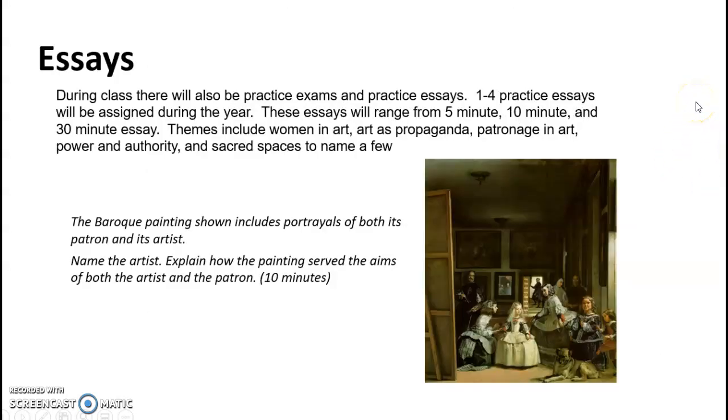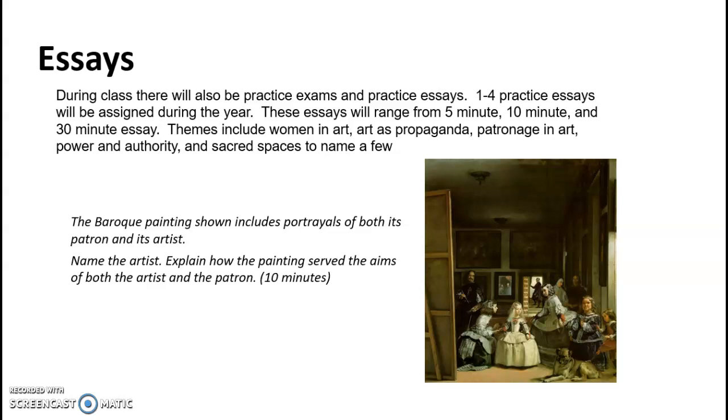Now, the next thing is essays. You will have some essays because the fact of the matter is the AP exam has 2 hours devoted to writing essays, and 1 hour devoted to a multiple choice exam. My suggestion is you really need to know your content as far as the essay goes, and then how to answer the question, which is what we'll be working on throughout the year. They range from 5, 10, and 30-minute essays. Some of the themes they include are women in art, propaganda, patronage, power and authority, and sacred spaces, and that's just a few of them.